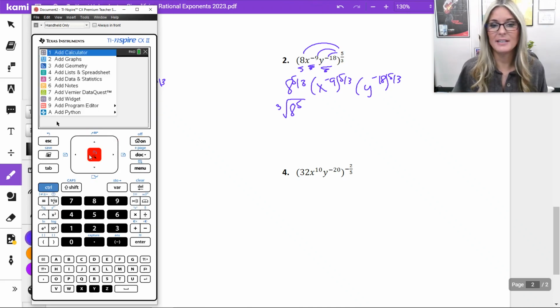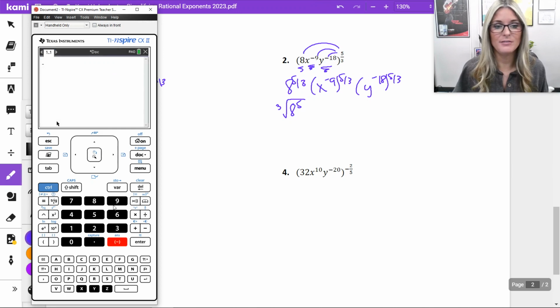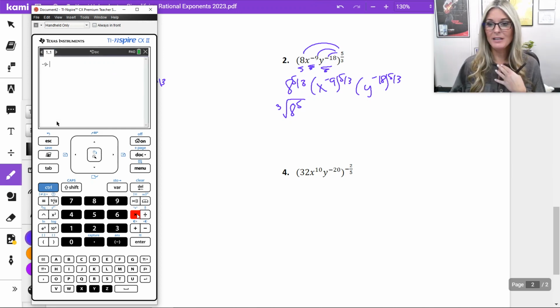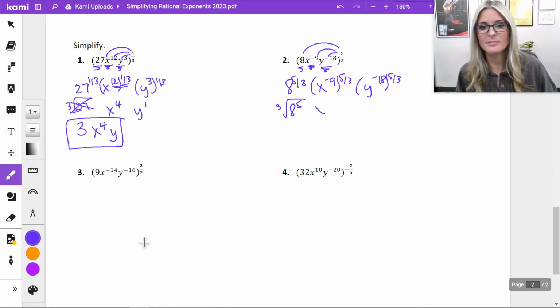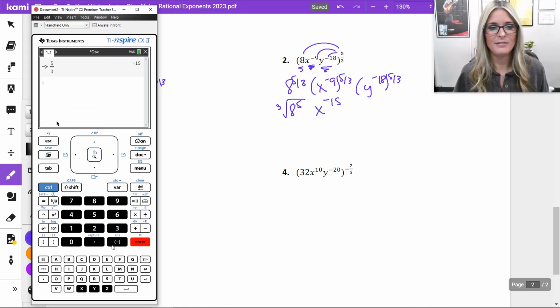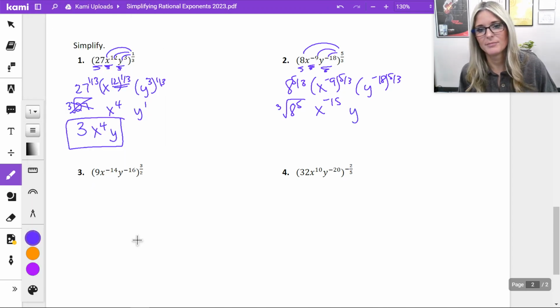On a new document, calculator page, we can do negative 9 times. I really like to use the fraction boxes on the Inspire with control divide. It'll give you that numerator and denominator boxes there. So I know exactly that I'm typing in what I want it to do, and it's negative 15. Doing the same thing with the y, we had negative 18 times, control divide to give me that numerator and denominator boxes there, 5/3, equal to negative 30.